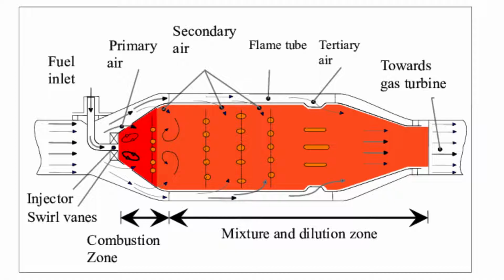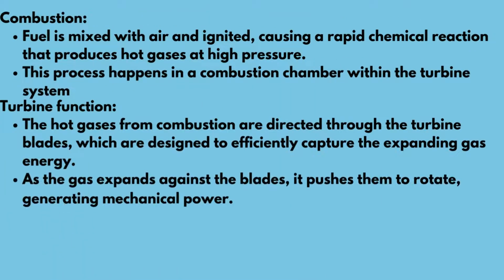The principle of combustion and turbine function is based on the rapid release of heat energy through burning fuel, combustion, which creates high-pressure hot gases that expand through the turbine blades, causing them to rotate and generate mechanical energy. Essentially, the combustion process creates a force that drives the turbine to spin, converting chemical energy into usable mechanical power.